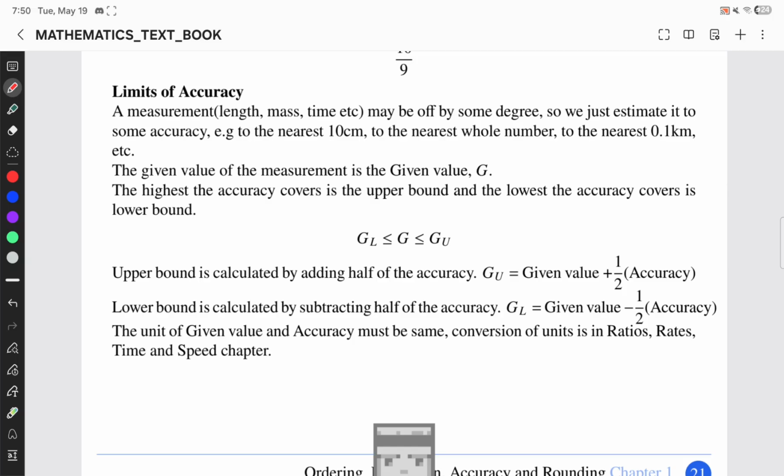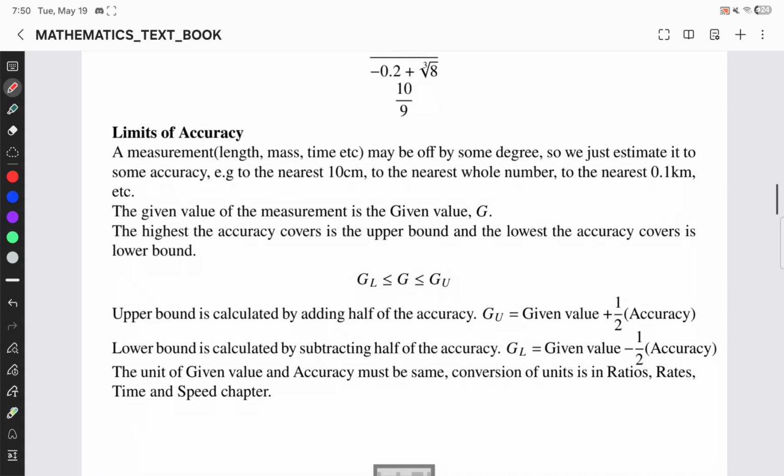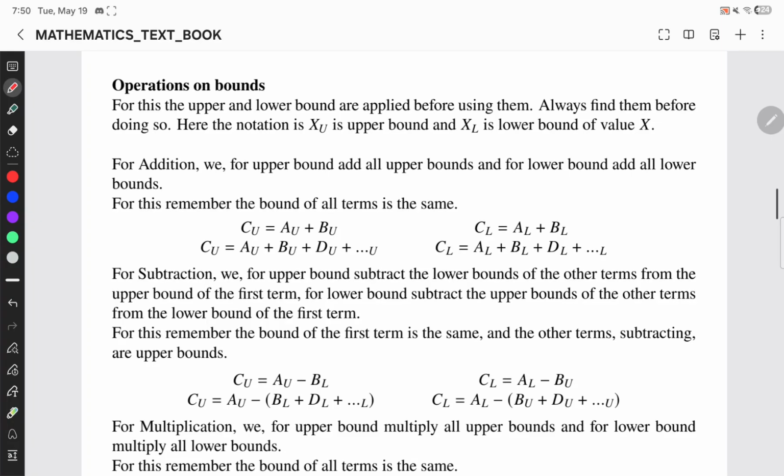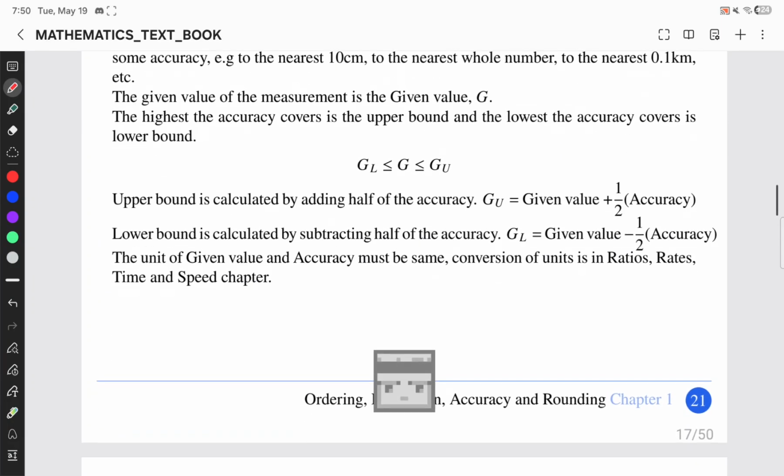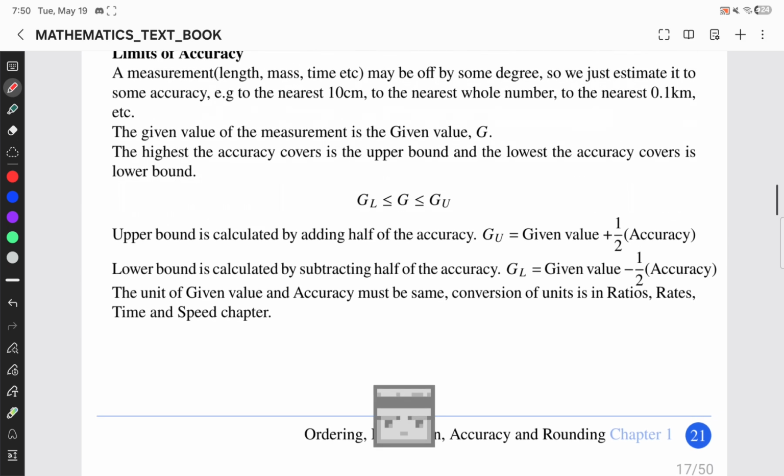The given value of the measurement is the given value g. Okay, here I have stated g. It could be any variable. I just told it to be g. It could be anything. Okay, c, x, etc. Okay, it's like an algebra thing. The highest accuracy it covers is the upper bound, and the lowest accuracy that it covers is the lower bound.